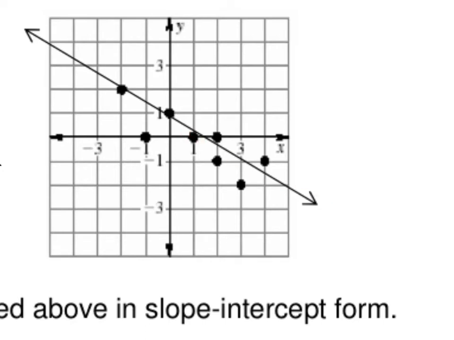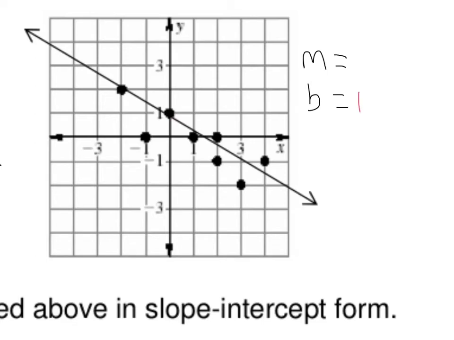So in order to write an equation, we need to find the slope and the y-intercept. So I'm going to start with the y-intercept. That's the point where it crosses the y-axis, and that's at 1. So I'm going to put a 1 for the y-intercept, for the b.